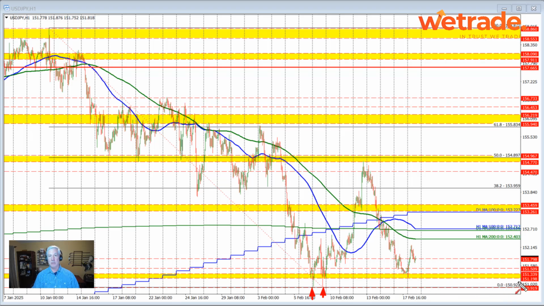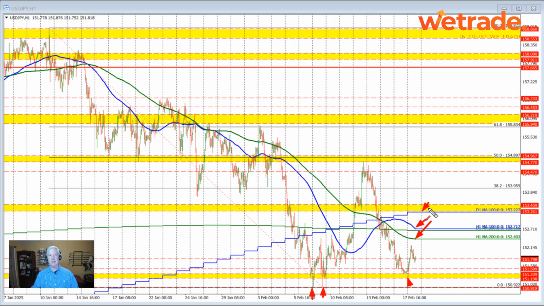The swing area came at 151.19 to 151.34. And as you can see, the low price in trading in the early Asian session bounced off the low of that swing area and rotated back to the upside. We still remain below the 100-hour moving average, below the 200-hour moving average. That's the blue and green lines in this chart, I should say.